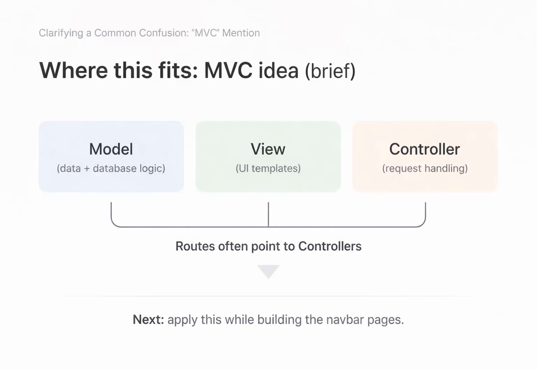There was a request to explain MVC. The quick framing is models represent data and database logic, views are the user interface templates, and controllers handle incoming requests and decide what response to return. In Laravel, routes often point to controller methods. This becomes more concrete when building multiple pages with a shared navbar, because routes and controllers will coordinate which view to show for each link.